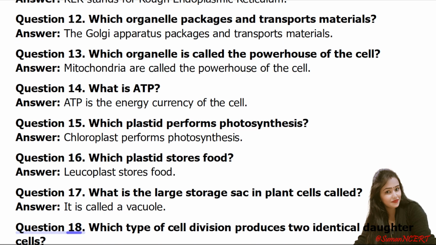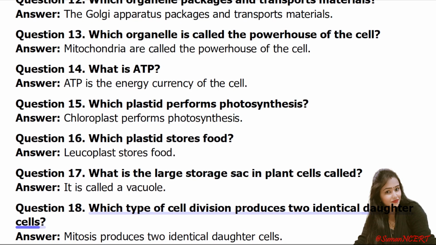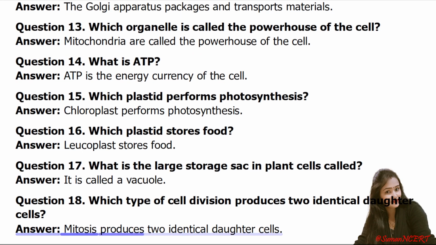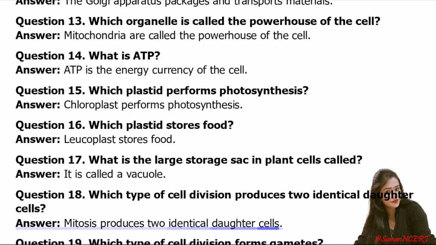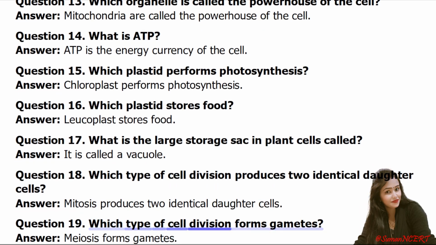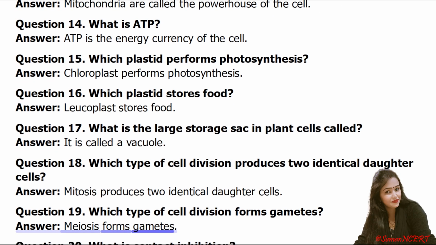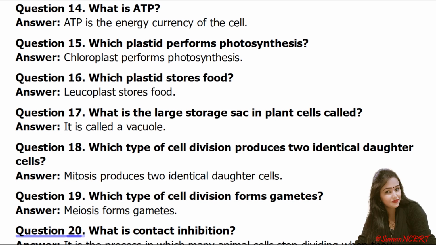Question 18. Which type of cell division produces two identical daughter cells? Answer: Mitosis produces two identical daughter cells. Question 19. Which type of cell division forms gametes? Answer: Meiosis forms gametes.